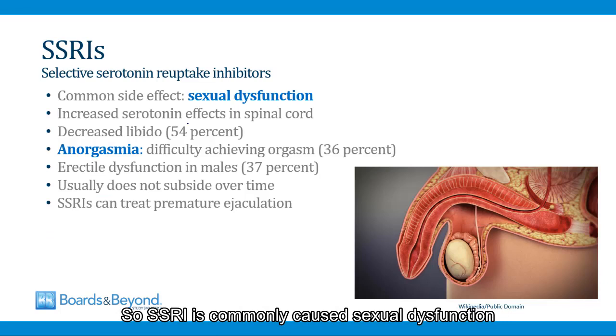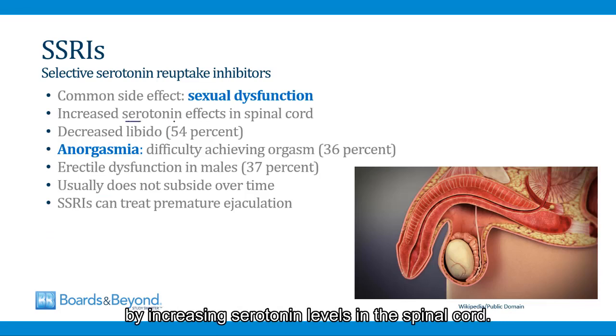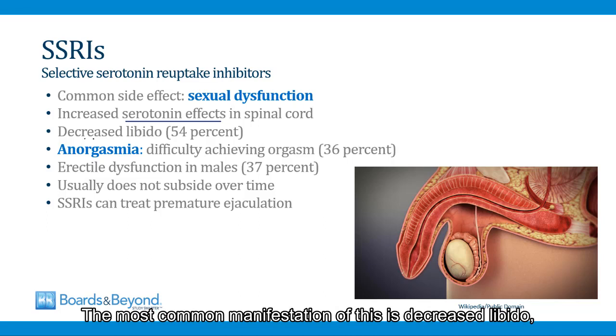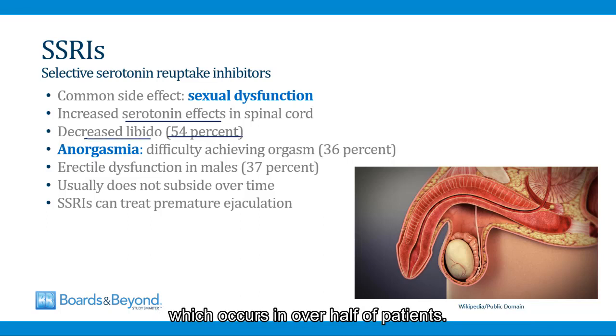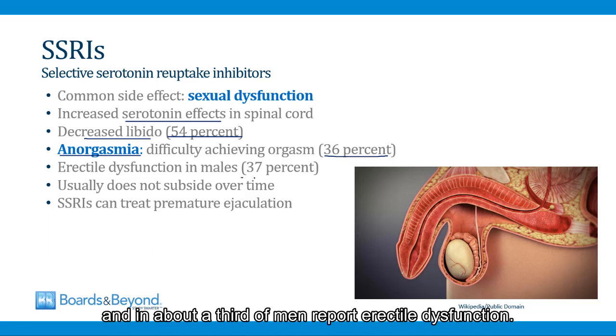So SSRIs commonly cause sexual dysfunction by increasing serotonin levels in the spinal cord. The most common manifestation of this is decreased libido, which occurs in over half of patients. Another major problem is anorgasmia, which is difficulty achieving orgasm. This is reported by a third of patients, and then about a third of men report erectile dysfunction.